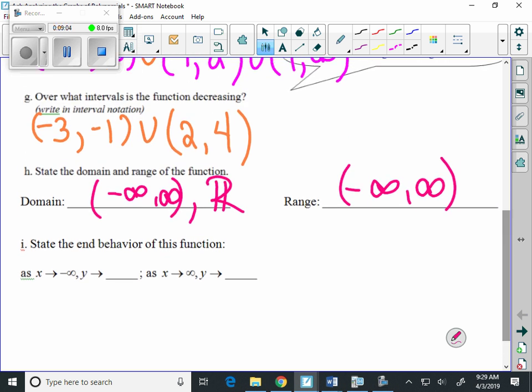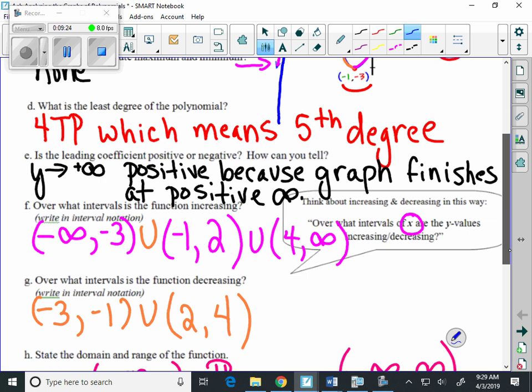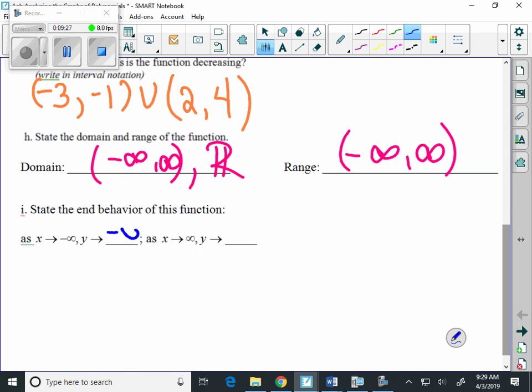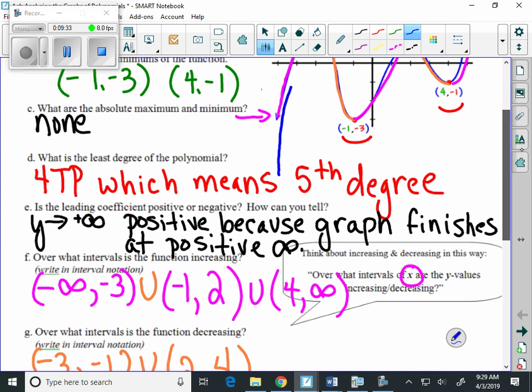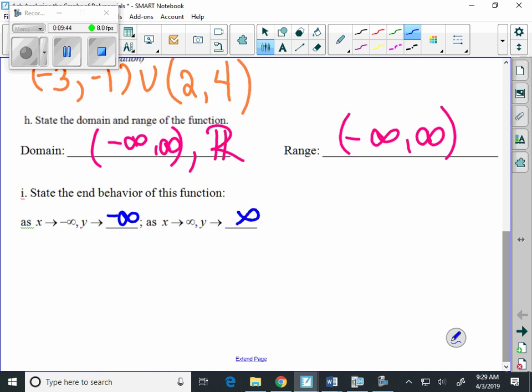And finally on this problem, state the end behavior. Well, the nice thing is we're just going to look at the picture. The first part says as x approaches -infinity. So going back and looking at our graph, as we go to the left, our graph is going to continue going downward. So y is going to approach -infinity. And as x approaches positive infinity, so we're going to go to the right on our graph, we're going to keep going upward. And that means that y is going to approach positive infinity.